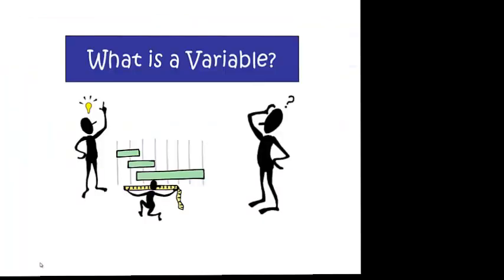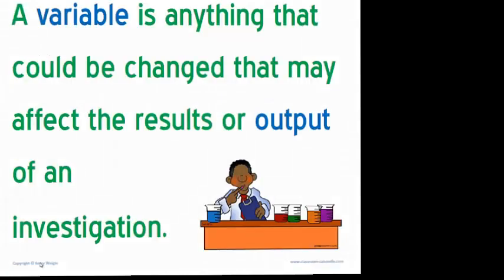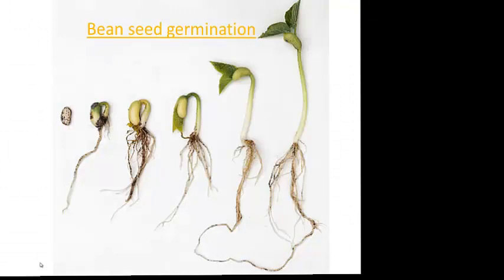So what is a variable? A variable is anything that could be changed that may affect the results or output of an investigation. So let's take a simple example you may have done yourself or done with your kids, and that is germinating seeds. We all know it takes light, soil, water to grow plants. Some seeds need light to germinate, others do not. But what conditions could vary the number of seeds and or the growth of those plants from seeds? And that could be our basis for an experiment.